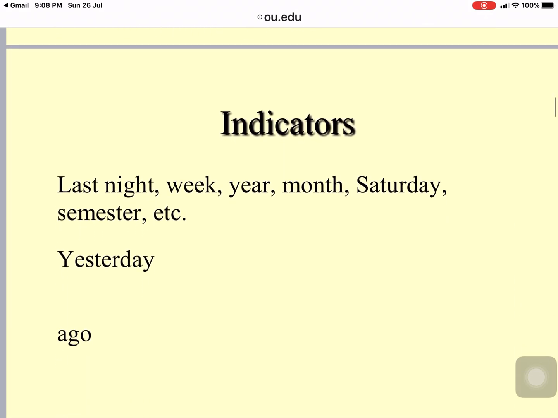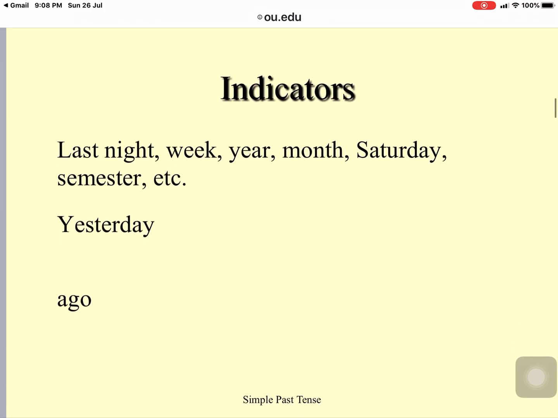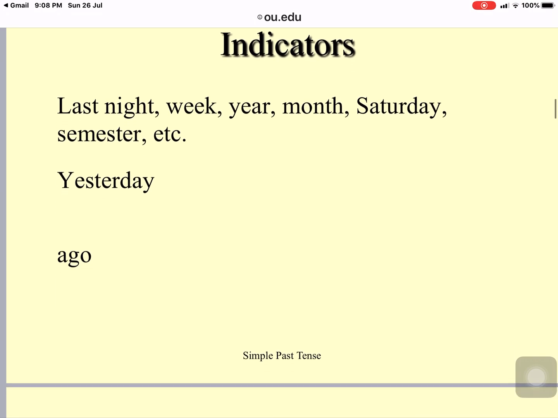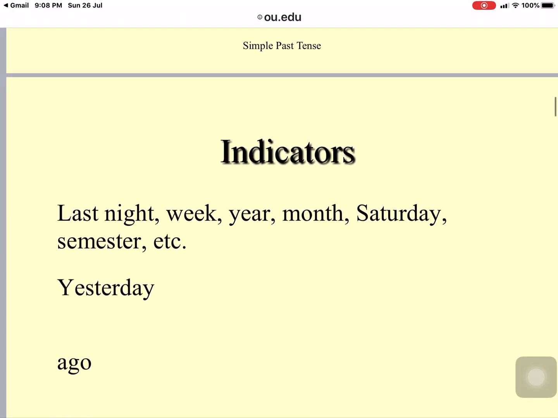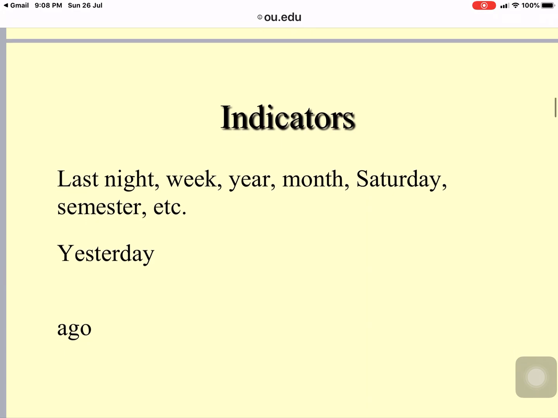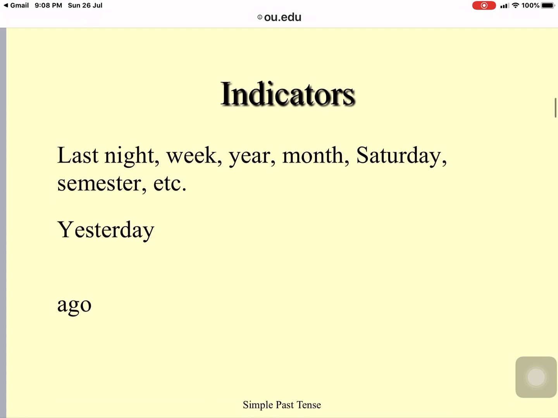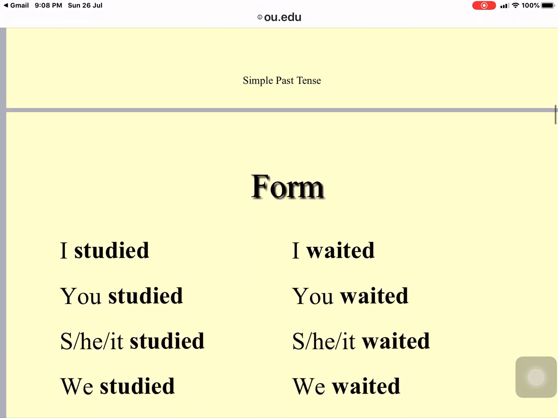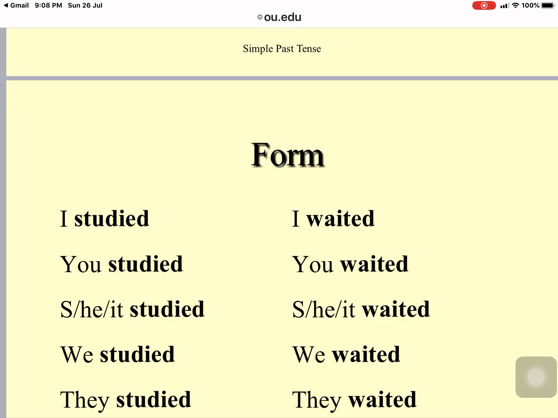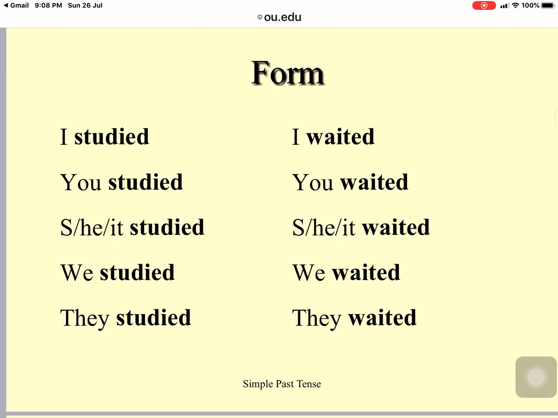What are the indicators to recognize simple past tense? See, last night or last week or last year or last month or last Saturday, last semester or yesterday or ago. All these things are indicators to find that a particular sentence or a particular text is in simple past tense. You need not worry because here is no case of s or es, so it's very easy. With all the subjects you have to simply use V2 form.